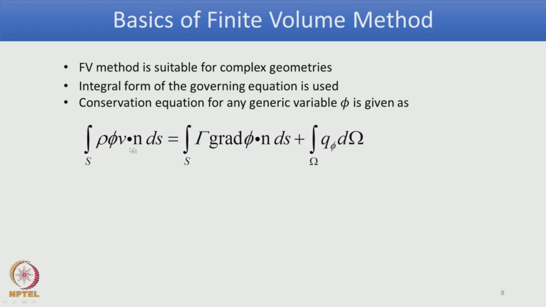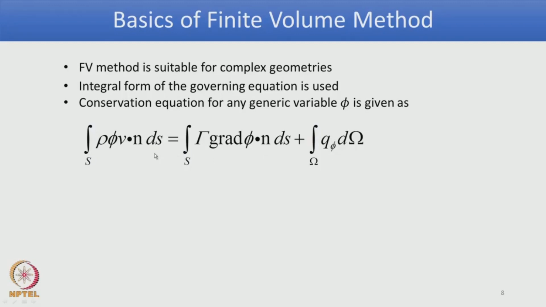So, this will give you the flux crossing the control surface S. It may be entering, it may be going out. In general it is called flux crossing, and it is equated to diffusion, again integrated over the surface. So, if you have a control volume with the surface, then this is considered over the surface, and then any generation within that volume. So, this d big omega represents volume.